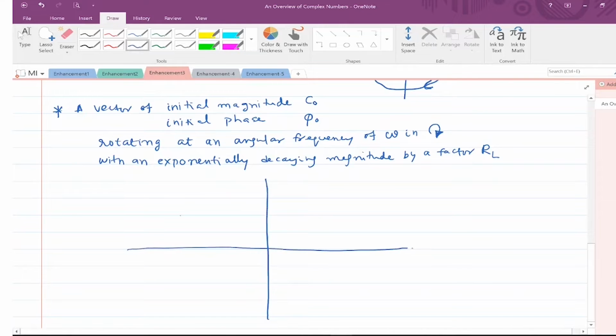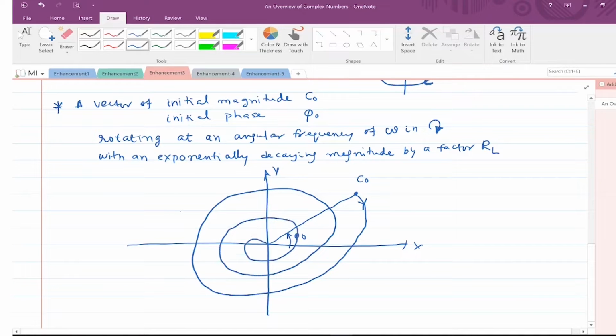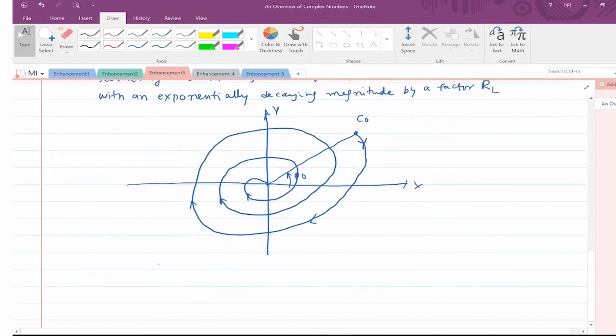You have an xy plane. Initially it is having a magnitude of c naught and a phase of phi naught. It is then rotating in the clockwise direction, and while rotating its magnitude also should keep on reducing, and of course eventually becomes 0. So this would be rotating in this way and eventually over time becoming 0. So how do you write it in terms of an equation now? Let's call this c of t.